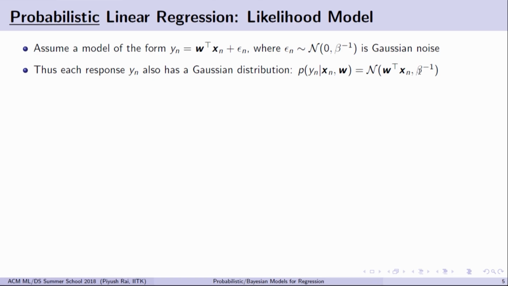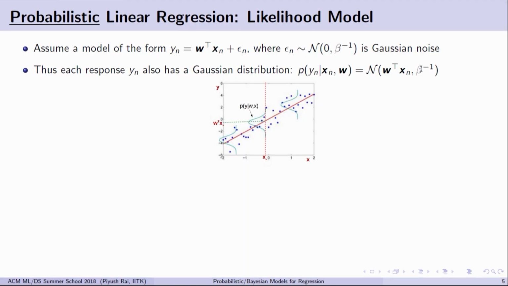So this is the probabilistic view of the linear regression problem, where we are saying that the responses are basically drawn from a Gaussian distribution with mean w transpose xn and precision beta, or variance beta inverse. You might be wondering what it means to have a probability distribution over a response. Typically we think of a response as a single value, but what does it mean to have a probability distribution over it?